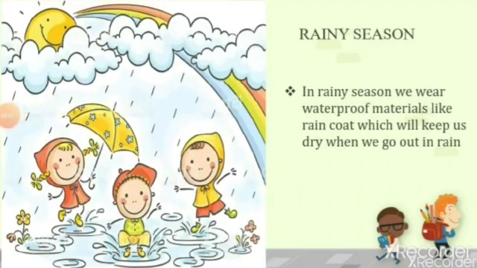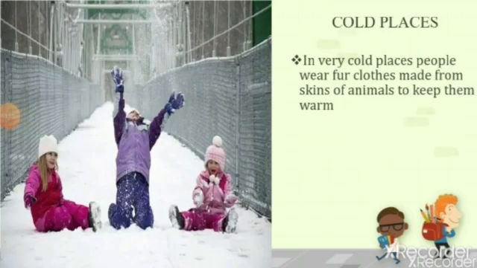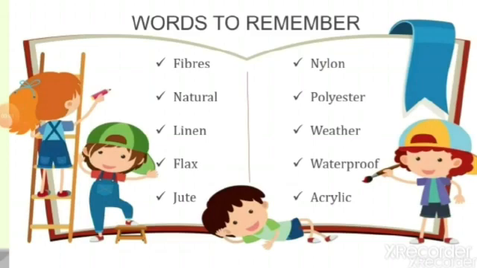In the rainy season, we wear waterproof materials like a raincoat and carry an umbrella which will keep us dry when we go out in the rain. In very cold places, people wear fur clothes which are made from the skin of animals to keep them warm. Hope you understood the topic of clothing, how they are made, what types of fibers are used to convert them to fabric, and what fabrics and materials are used depending on the weather conditions. Now let us learn some words to remember.